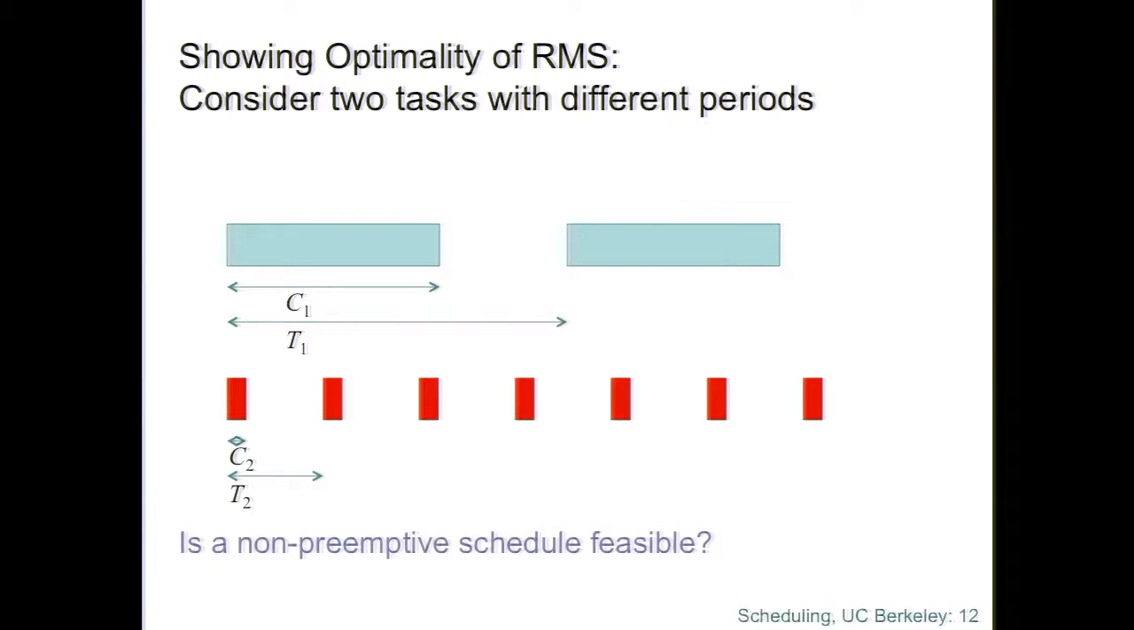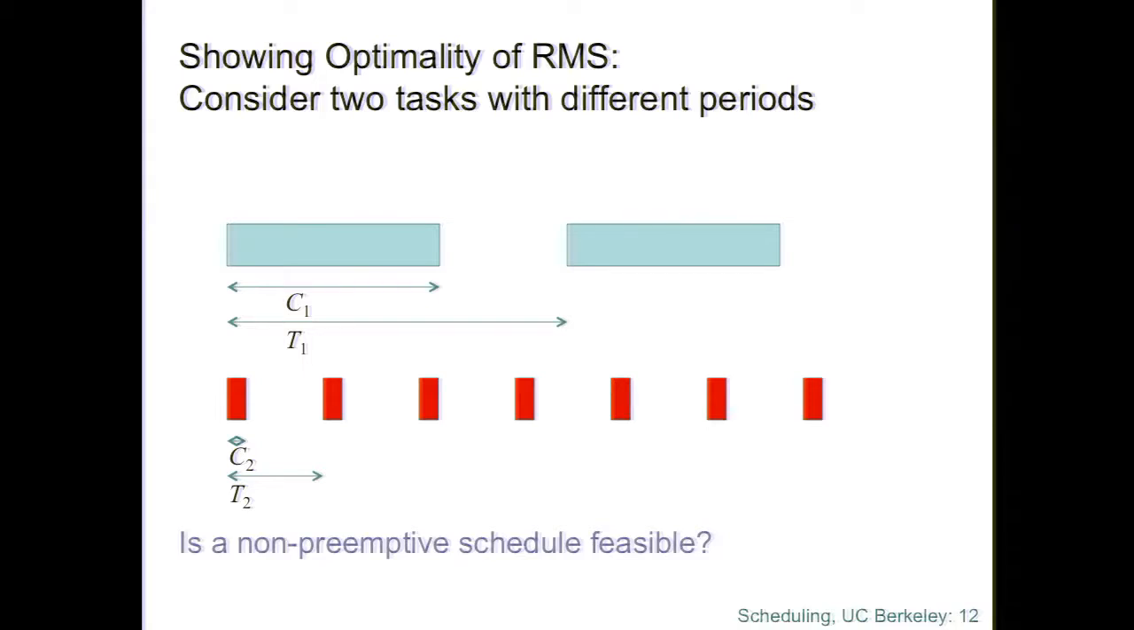Okay, but we're not going to execute it in isolation. We're going to execute it along with other tasks. Okay? So suppose we have a second task, a red task, that has a smaller period, T2, and also a smaller execution time. Okay? So the first question for you is, is a non-preemptive schedule feasible for these two tasks?